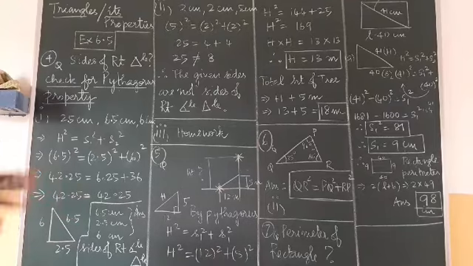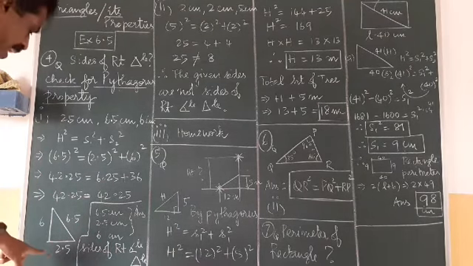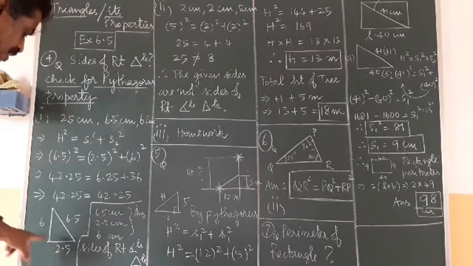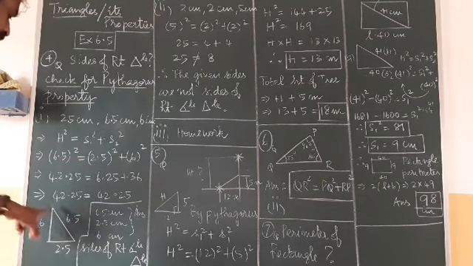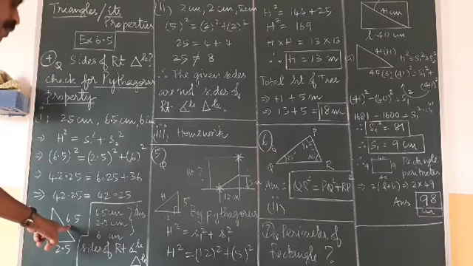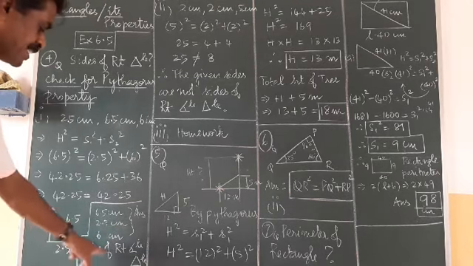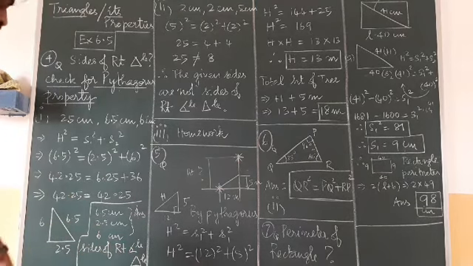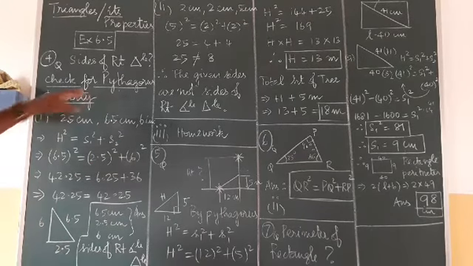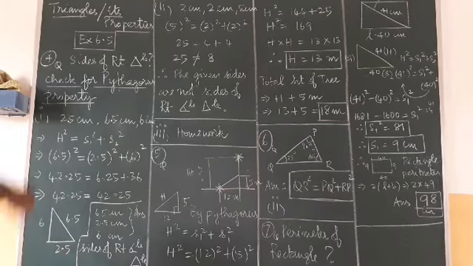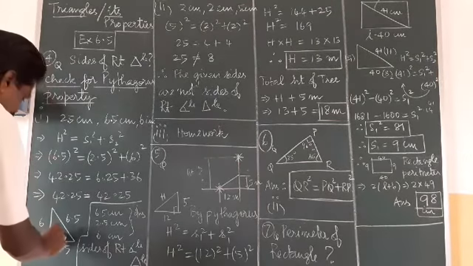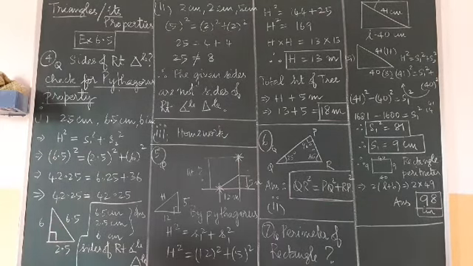That means it is satisfying the Pythagoras property. That means your triangle has 2.5 and 6 as the 2 sides, and the hypotenuse is 6.5 centimeter. So 6.5, 2.5, 6 centimeter are the sides of a right angle triangle. So the given measurements represent a right angle triangle by the Pythagoras property. Okay, so it is a right angle triangle.